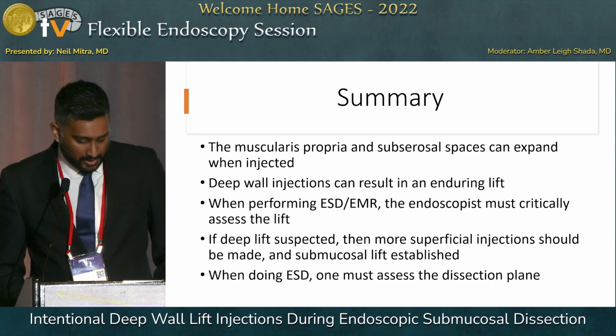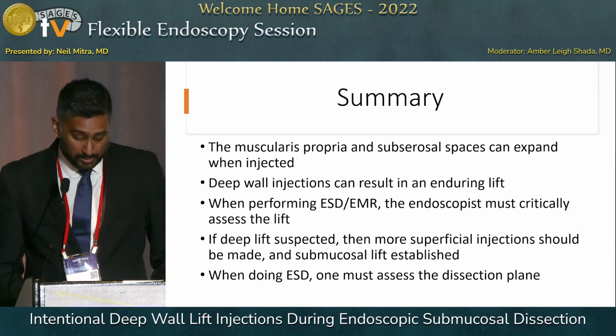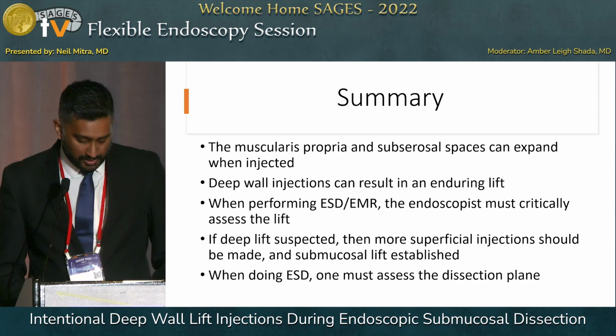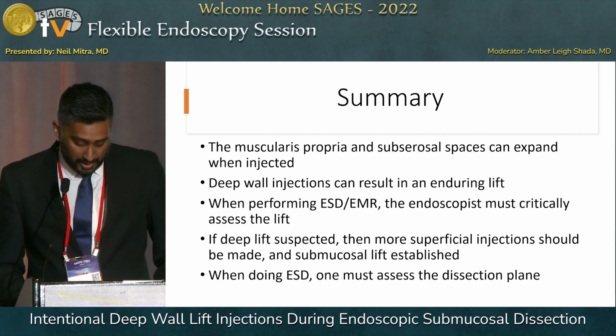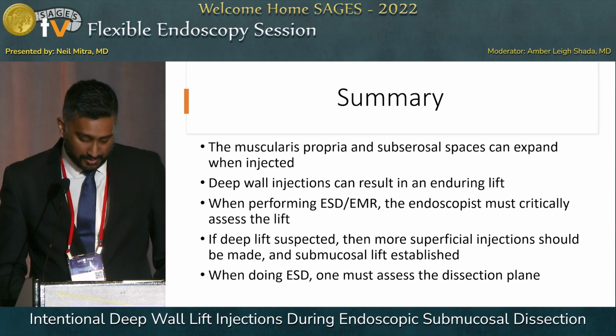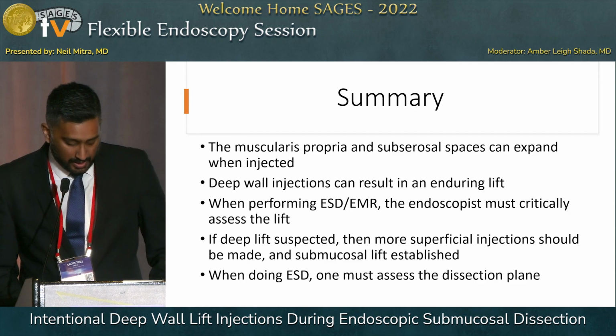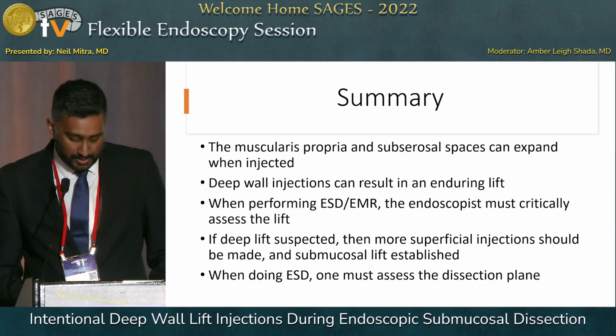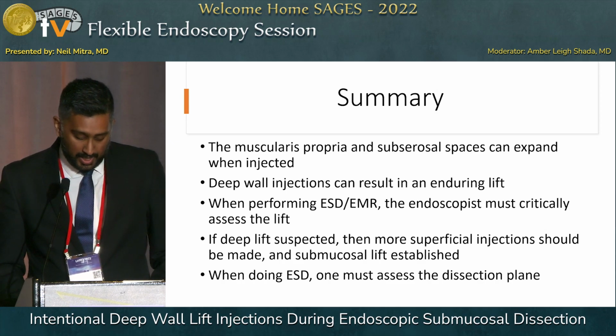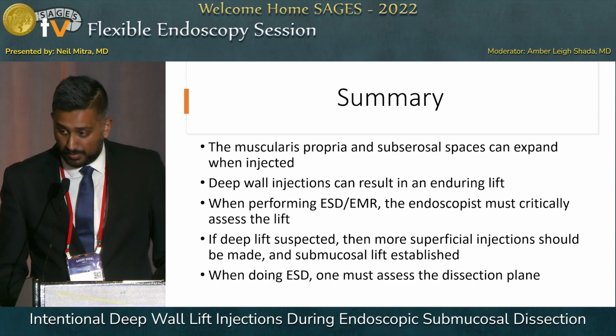To summarize, the muscularis propria and the subserosal plane can expand when injected. When a sclerotherapy needle is initially inserted, the needle tip resides in the deep wall. The initial injection may expand the deep wall and create a stable deep lift, which could be confused for a submucosal lift. Prior to an ESD, a lift must be critically assessed to be sure that the lift is submucosal. If not, a more superficial injection will be needed.